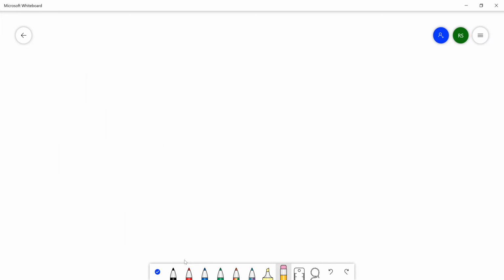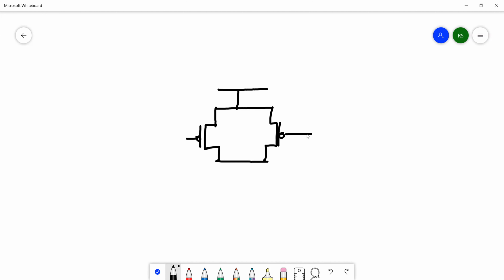Okay, so what are we trying to do? We have a gate. So let's draw a simple 2-input gate to begin with. Any gate is fine. Let's say we choose a 2-input NAND gate. What is the idea behind this input ordering? It's a very simple idea.